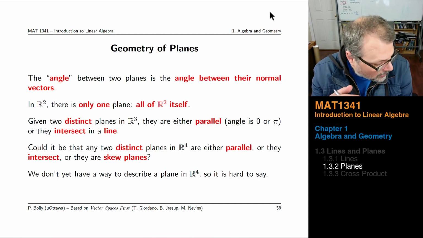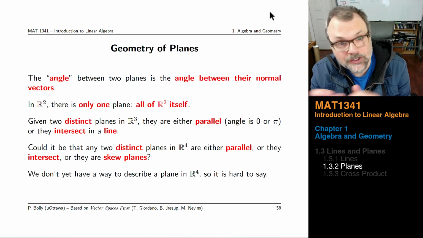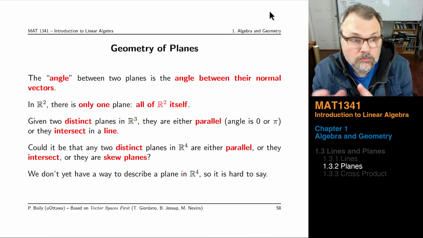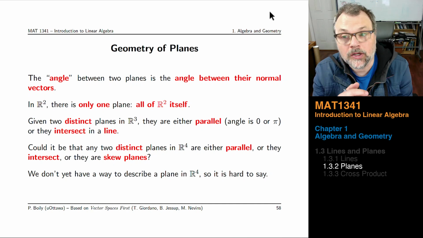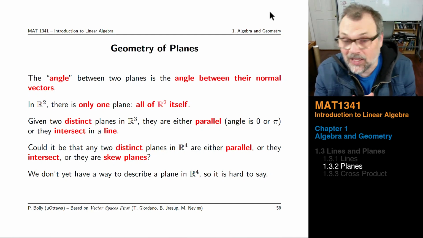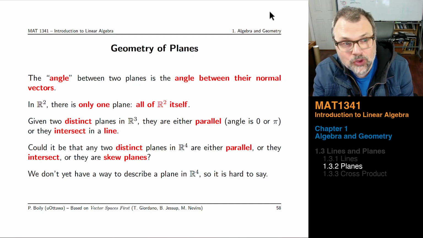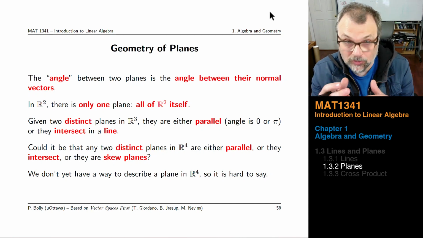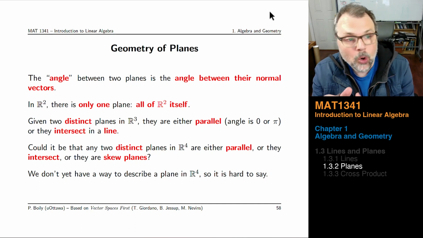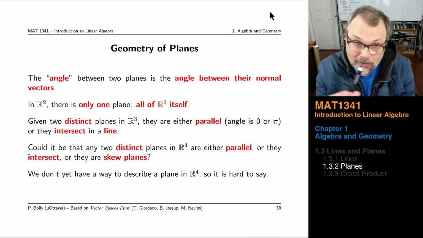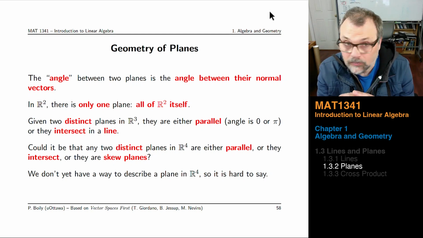If you look at R, there's no plane in R. R is just a line. In R2, there's only one plane, all of R2 itself. And that's analogous to saying that in R, there's only one line, all of R itself. If you have two distinct planes in R3, either they're parallel, and by that we mean that the angle between their normals is either 0 or pi, or they intersect in a line. That's analogous to saying that if you have two distinct lines in R2, either they're parallel or they intersect in a point.